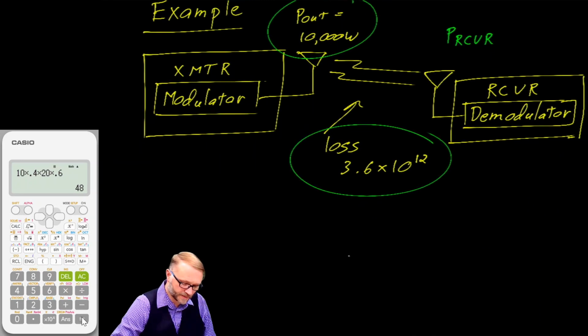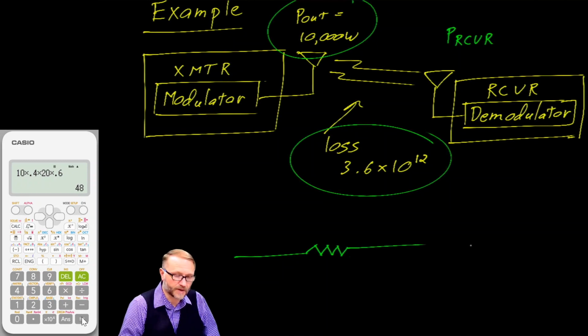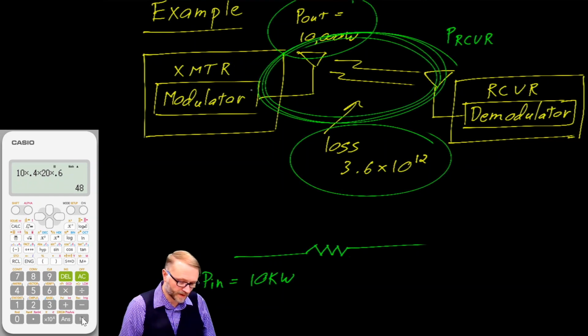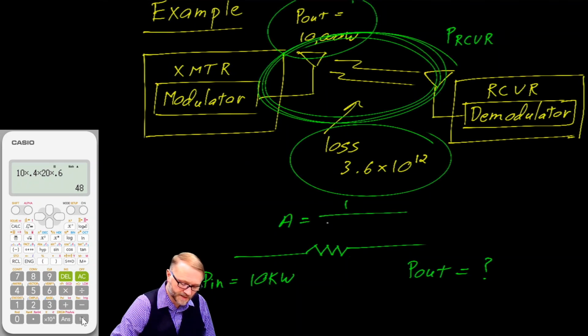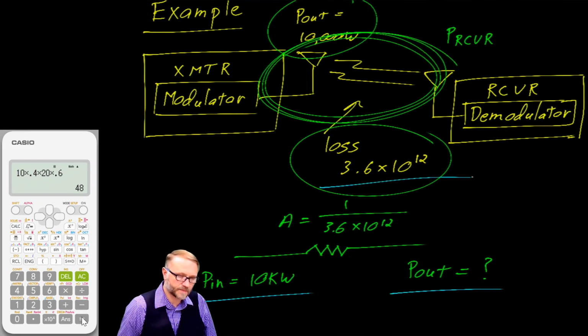When we sketch that system, we get something that looks like this. We start with the attenuator, which in this case, we're showing the channel. Again, the channel that has a loss of 3.6 times 10 to the 12th. Our power input is 10 kW. Again, we are modeling the channel right here. And our power output, which is the input to the receiver, is what we're looking for. So that is the unknown. The loss of this attenuator is 3.6 times 10 to the 12, which means the gain is equal to 1 over the loss. Another way of saying that is that the output power is going to be the input power divided by this loss.